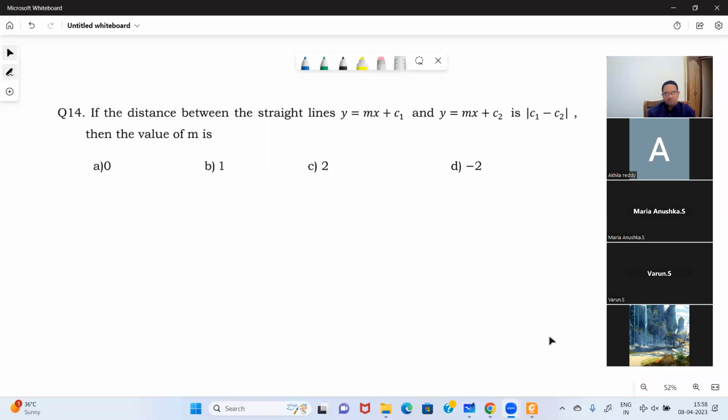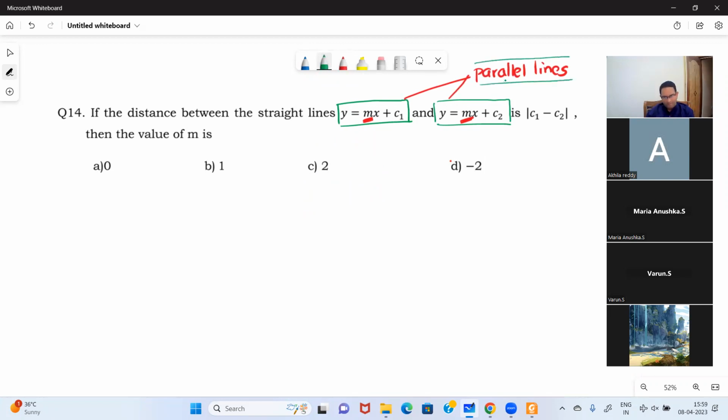If the distance between the two straight lines y = mx + c1 and y = mx + c2 is |c1 - c2|, then what is the value of m? Now, one thing which you can observe by looking at the equations of the straight lines is both of them have the same slope. Do you agree? What is the slope of this line? m. What is the slope of the second line? m. Both have the same slope, meaning these two lines are parallel lines because they have the same slope, all right?